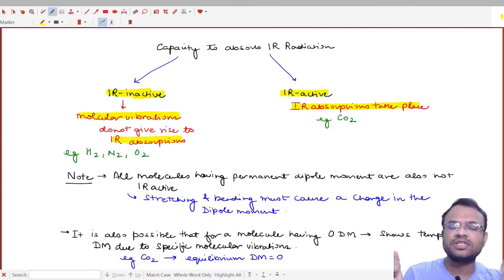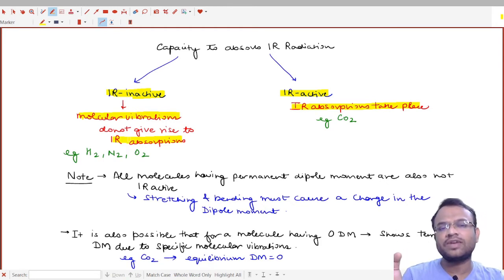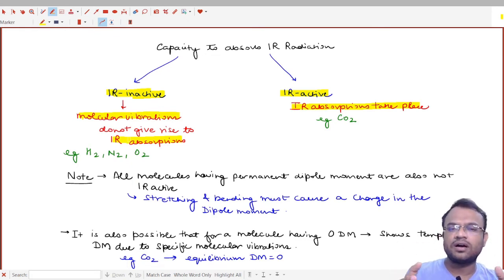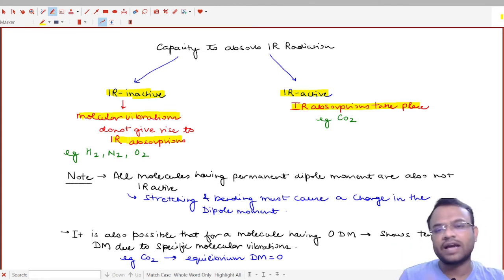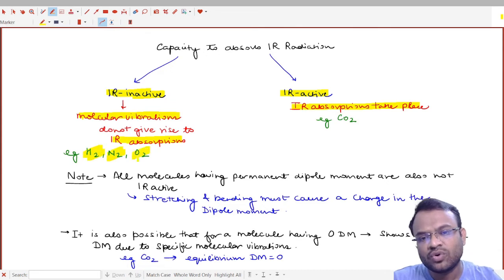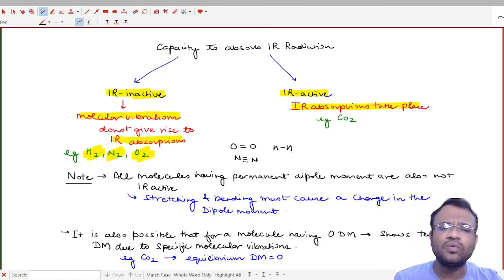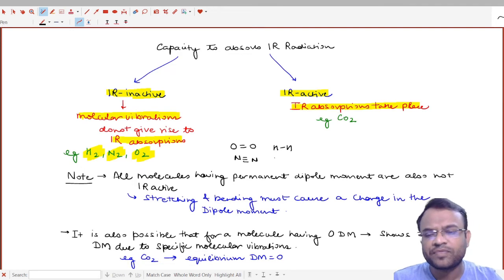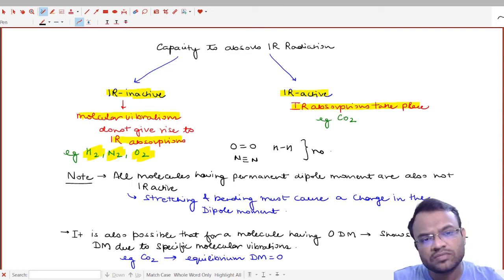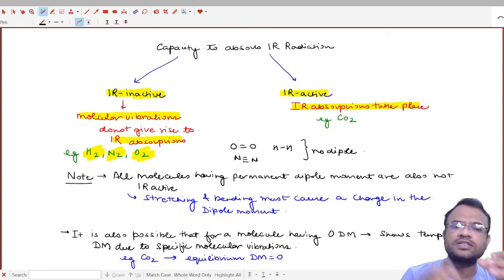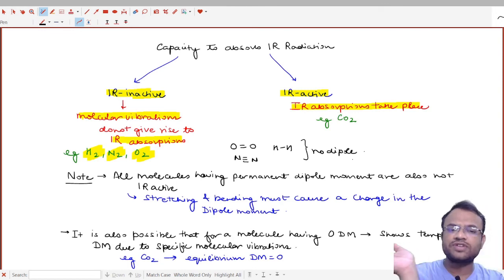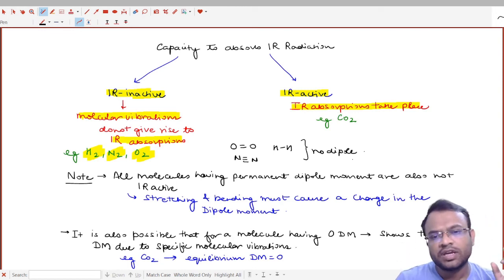I told you that change in the dipole is essential. If the change in the dipole is not taking place, ultimately what will happen? There would be no infrared absorptions, and the compounds that are not showing infrared absorptions are called infrared inactive. For example, H2, N2, O2. You can see that this O double bond O or N triple bond N, or H2, are diatomic gases, and there is no dipole because the same atoms are attached. So even if they are stretching or doing something, they do not have any dipole. If they do not have any dipole, they would not absorb infrared radiations.